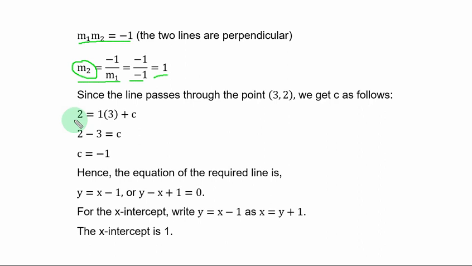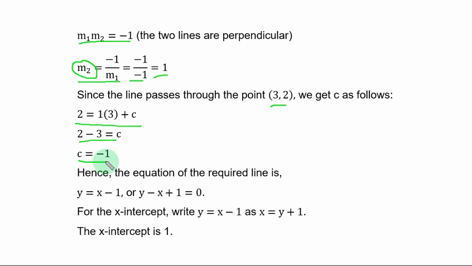So since the line passes through the point (3, 2), we get c as well. Now the line we have already is y equal to mx plus c. Now m is 1. From this point, x is 3 and y is 2. You have it in this form so that you can get c. So you have 2 minus 3 equal to c, and c is equal to minus 1.